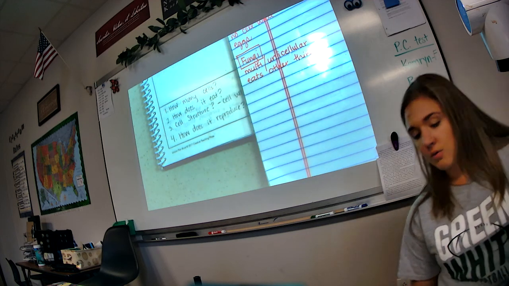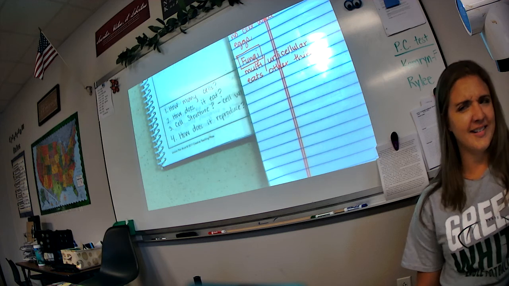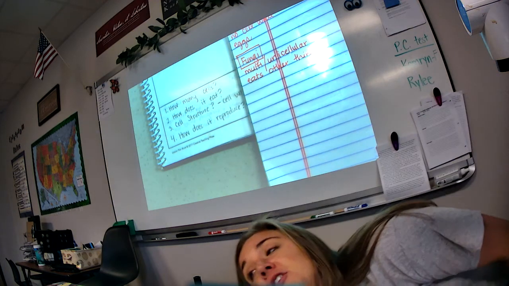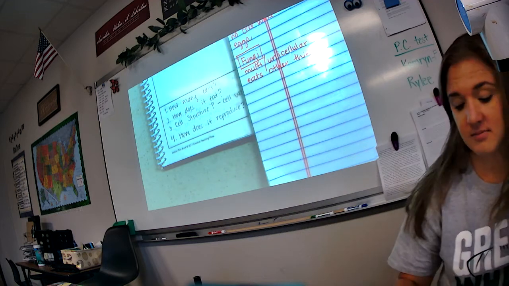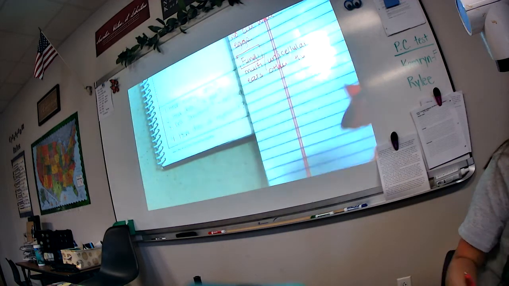Cell wall or no? What do you think? Yes or no? A little bit of both, actually. There are some that do have a cell wall and some that don't. Actually, no, wait. It does say. Yeah, no, it does have a cell wall.